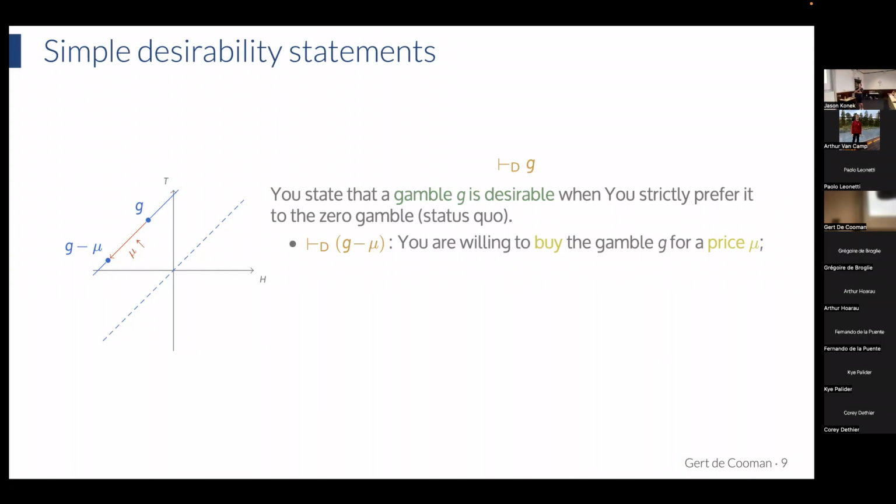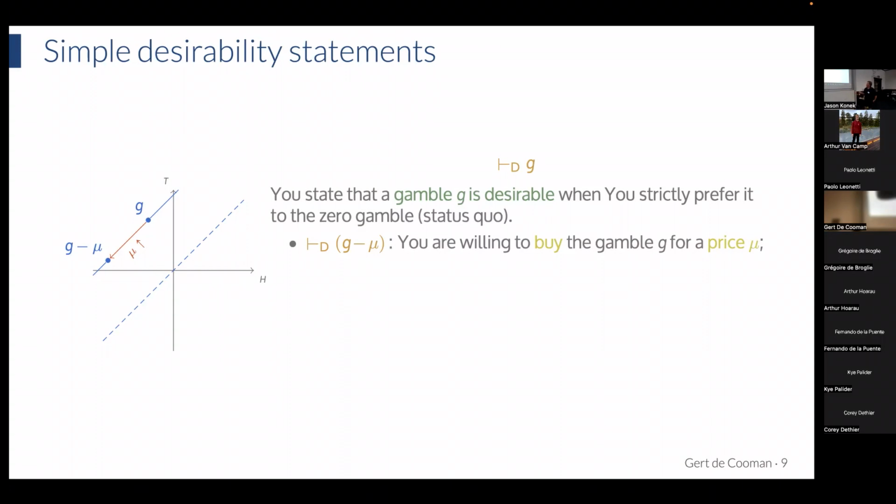That's what happens geometrically. And then if mu is positive, then G minus mu will be below, towards the negative gambles, the negative values. And so if mu increases, then G minus mu will move along this line in this direction. That's what happens. And then if mu decreases, becomes negative, then I go in this direction.